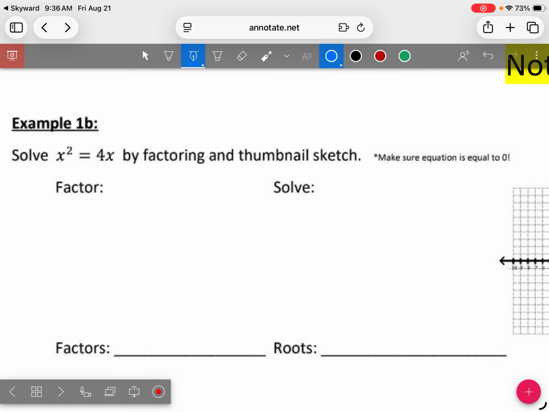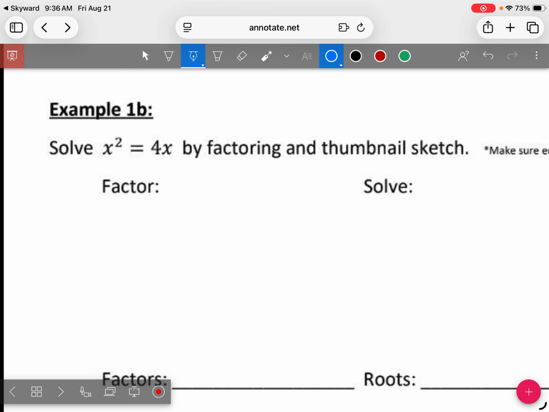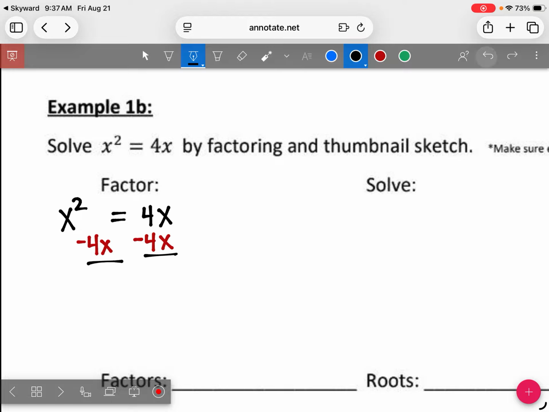All right. So last one, we're going to set this equal to 0. I'm just going to write this right here. So I have to subtract 4x from both sides. However, these are not like terms. So they don't combine. So what I have is x squared minus 4x equals 0.